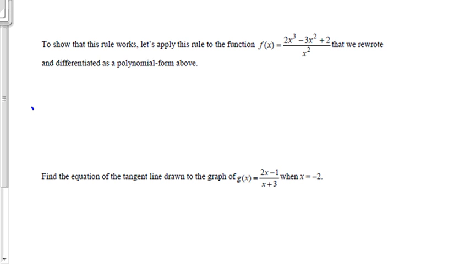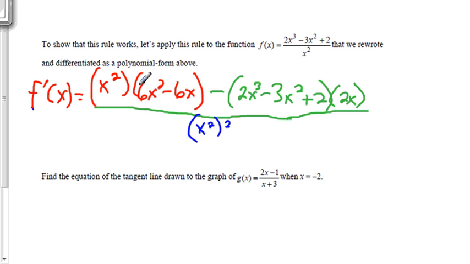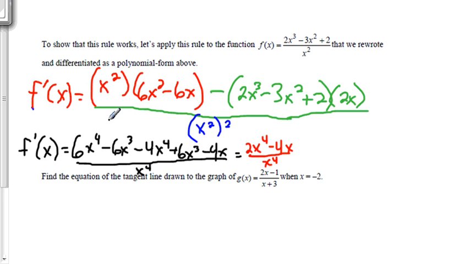Okay, so let's go through and do it. So we get the denominator times the derivative of the numerator minus the numerator times the derivative of the denominator all over the denominator squared. Okay, so we just distributed the x squared, and then we distributed the 2x, and I also made sure to account for the negative sign out in front of here.